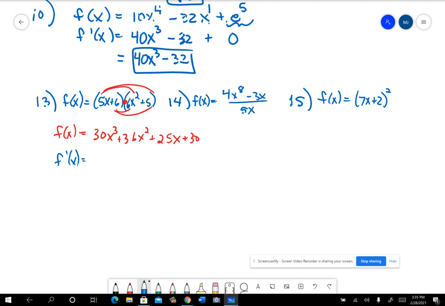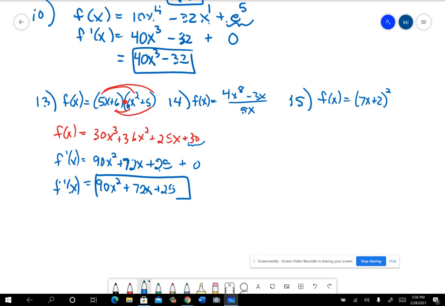So I can just do the derivative of each piece. So this would be 90x squared plus 72x. You know, bring the exponent down and multiply, and then take 1 away from the exponent, plus 25, and then the derivative of this would be 0. Okay, and so you'd wind up with the derivative, first derivative being that. By the way, later in the section, you do second, third derivatives, and all you do is keep that process up. Okay, so on 13, that would be your answer.